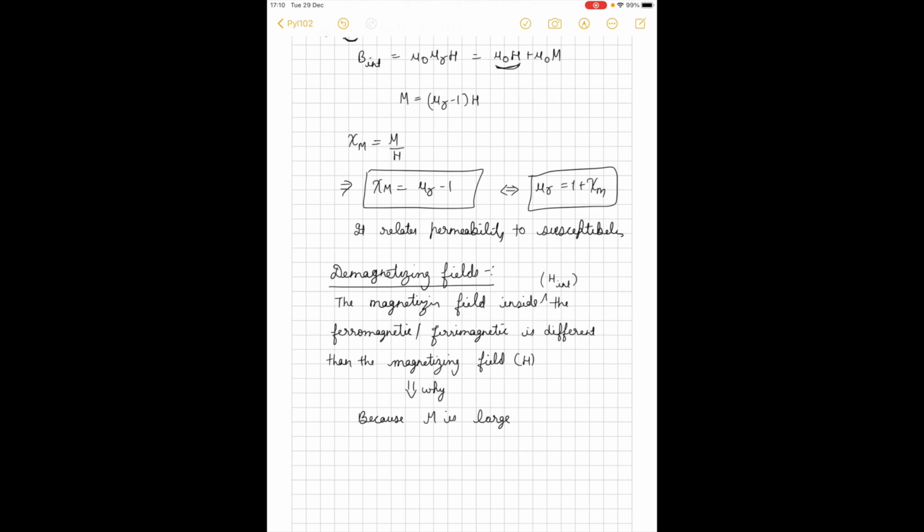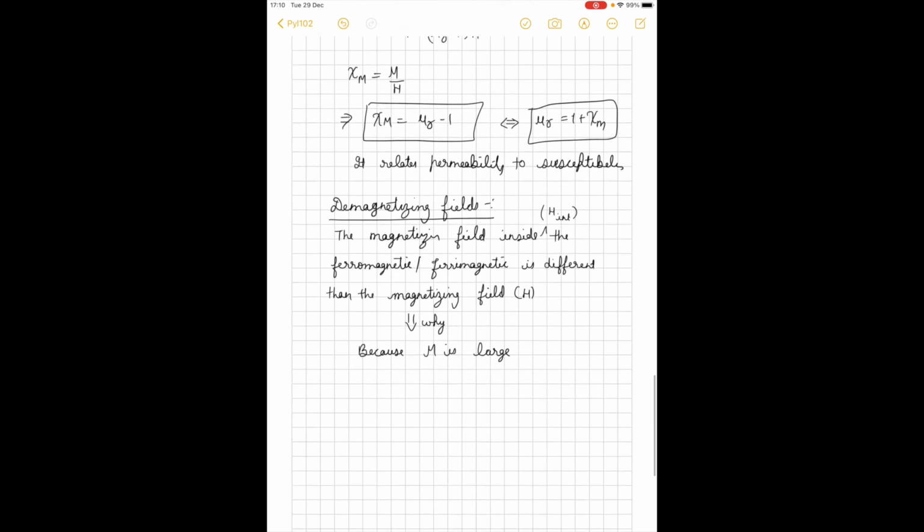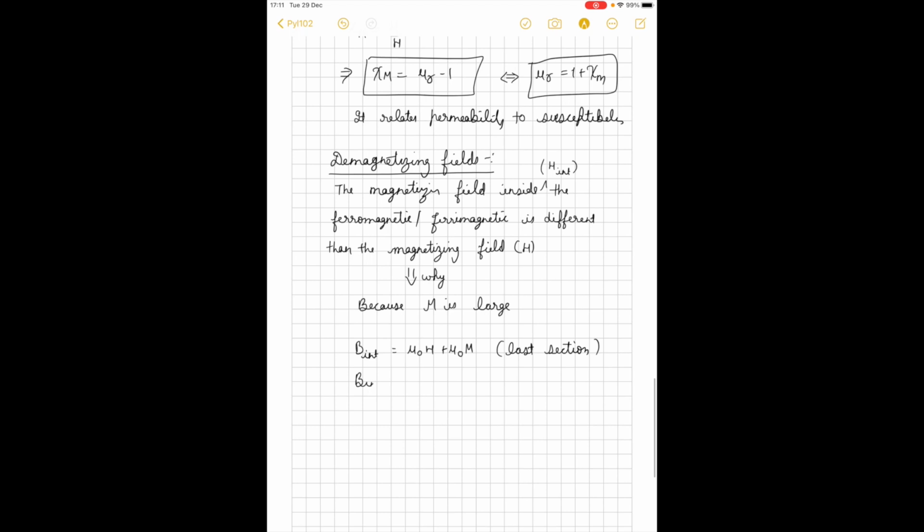Sorry, so because of this, if you ask me to write down the B int, you remember in the last section we wrote B int as mu naught H plus mu naught M. But now, because of this demagnetizing field, the B int becomes mu naught H, which is fine, plus mu naught (1 minus Nd) times M. So this Nd M is what one can say is H D, the demagnetizing field.